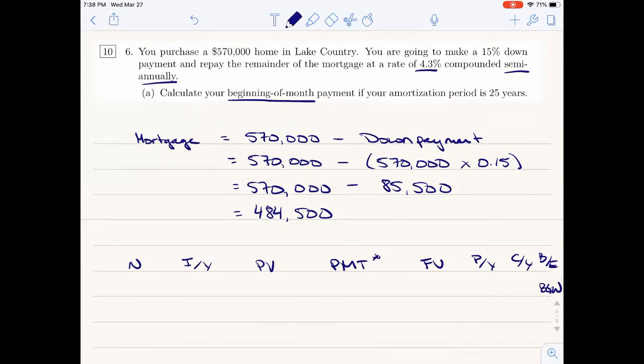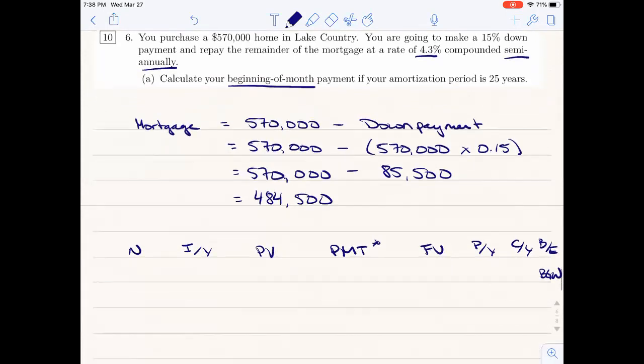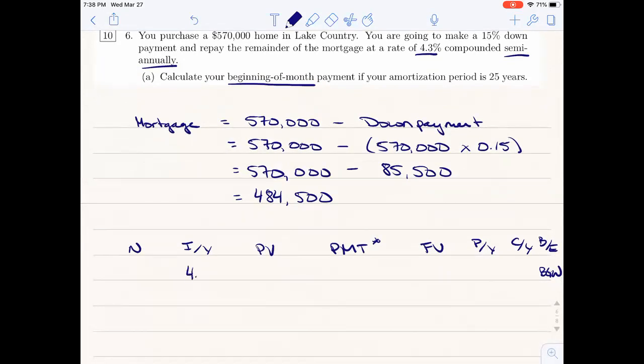All right, let's just fill in what we have here. So our interest per year is 4.3% compounded annually. So, sorry, semi-annually. A little line break there. Changes some things. And we're making beginning of the month payments for 25 years. So 25 times 12 means we're making 300 payments.